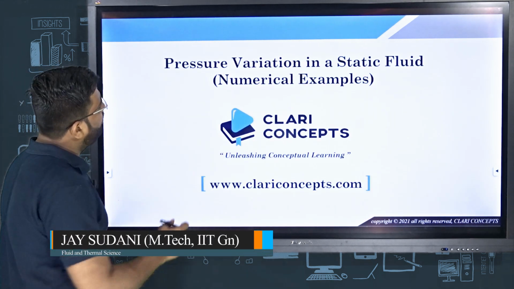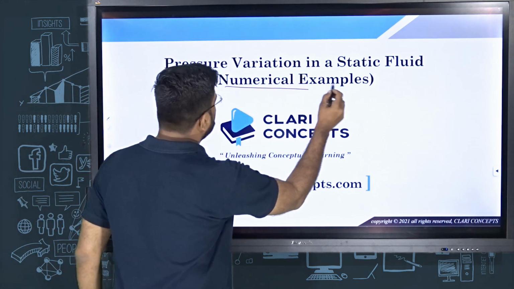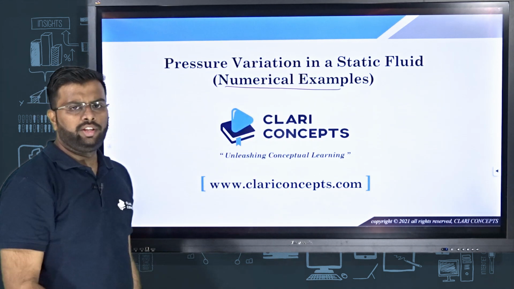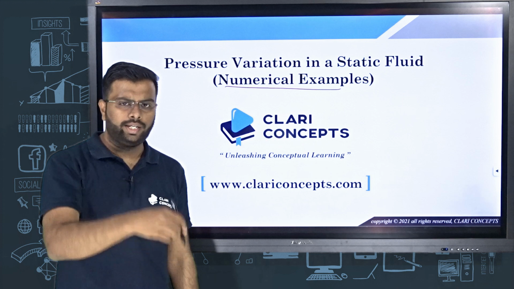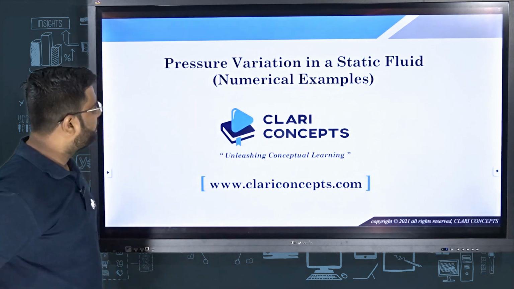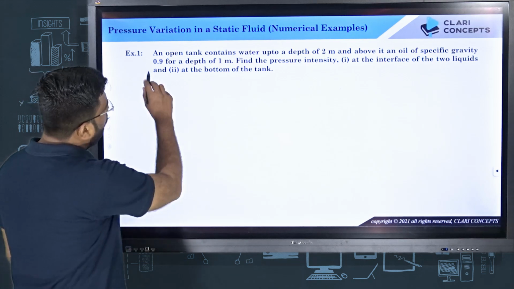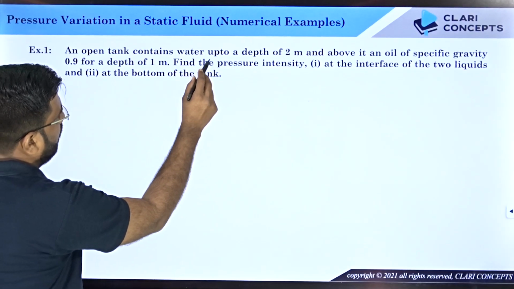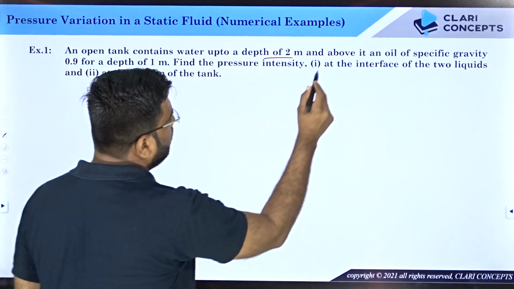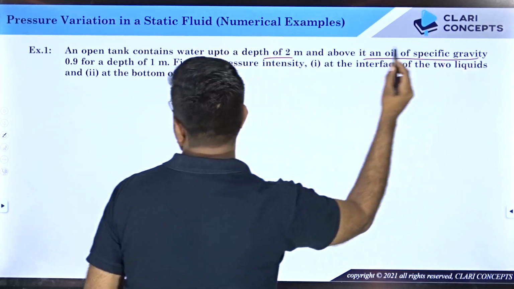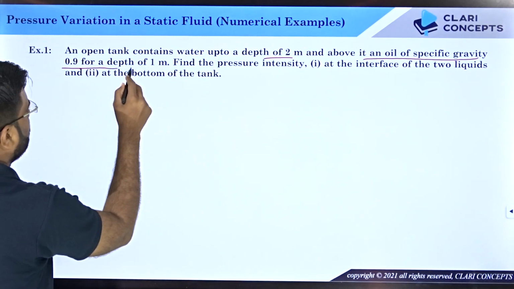Today in this lecture we will be talking about the numerical examples, mainly looking at the pressure variation in the static fluid, particularly in the vertical direction, right? So let's go back to the numericals. The very first numerical I have is: an open tank contains water up to a depth of 2 meters and above it an oil of specific gravity 0.9 for a depth of 1 meter.